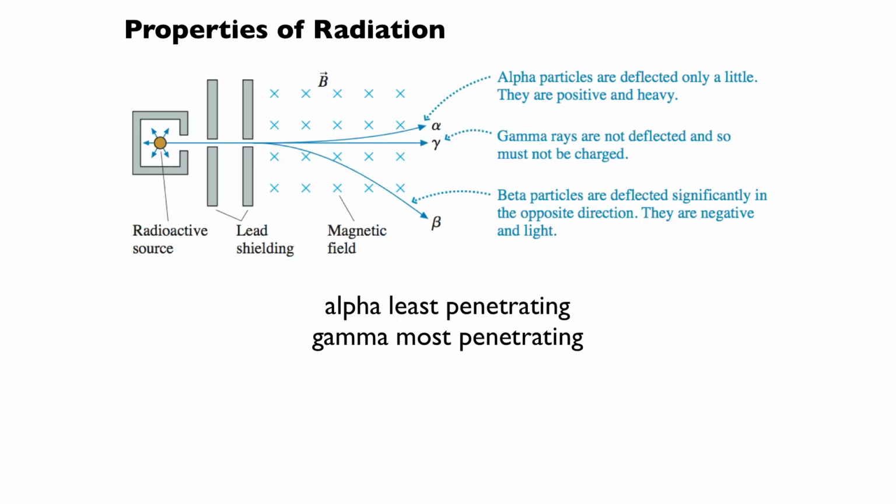Now, the properties of the different kinds of radiation: alpha particles are really, really damaging, but they're not very penetrating. Gamma rays are less damaging, but they're very, very penetrating. Okay, and you can read about that in the textbook.